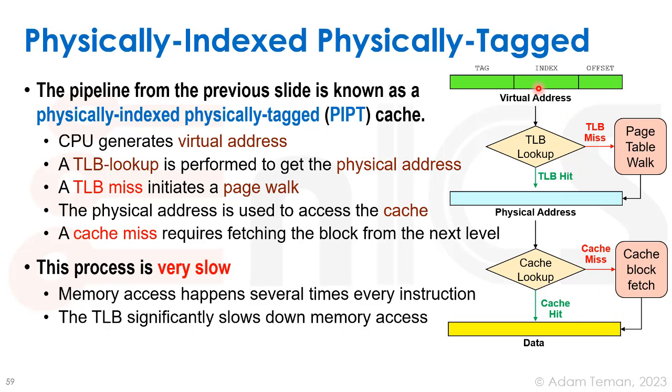And this process is very slow. We had to first go through the TLB, then go through the cache. And even if we didn't have a page table walk or a cache miss, we still had to go through these two things serially. This significantly slows down the memory access. Really, this will often become the critical path of our processor. So the question is whether we can make it better.